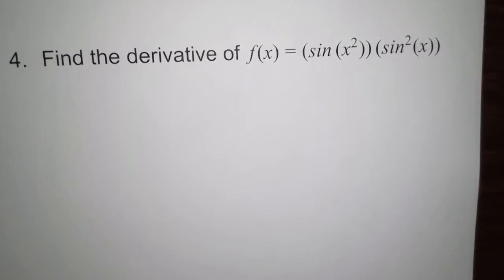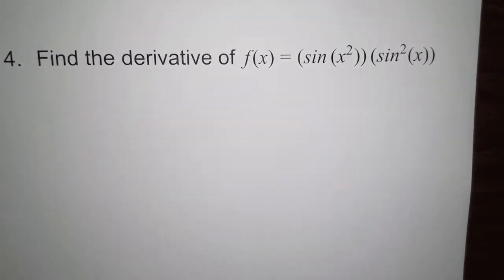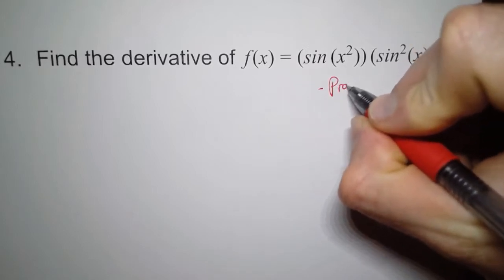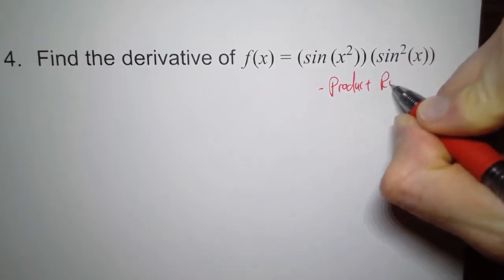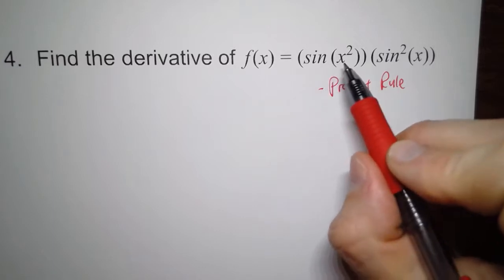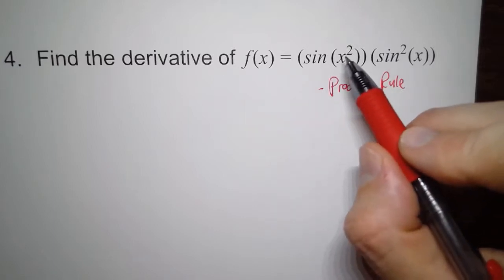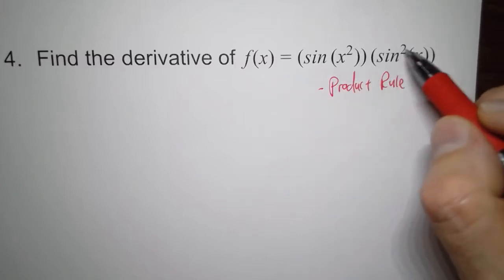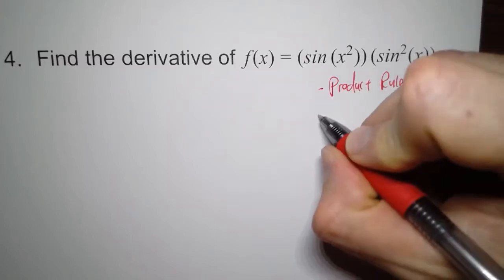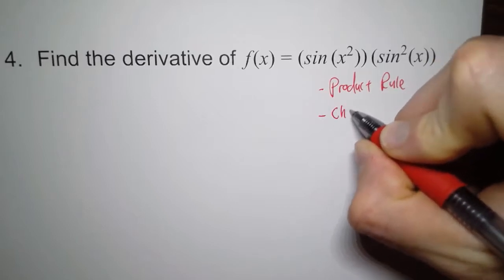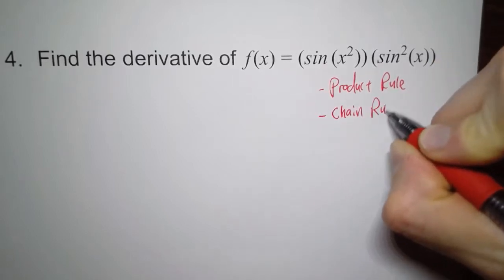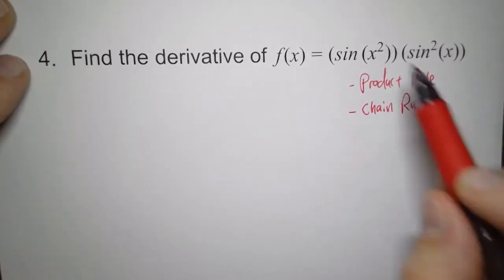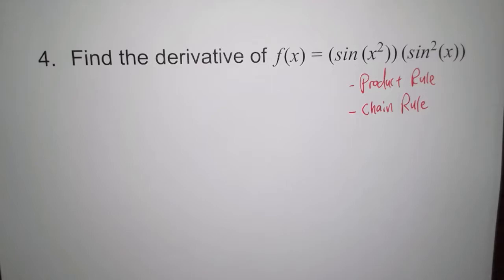Now, looking at number 4, here we have two quantities that are being multiplied, so this calls for product rule. But what's different about them is which one is the inside function. Here, x squared is inside, and then sine is the outside function. Here, sine is the inside function because it's being squared. Now, in either case, chain rule is what we're going to be using. So now the whole problem is a product rule problem.